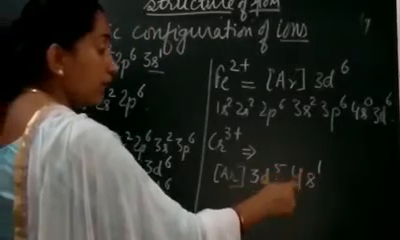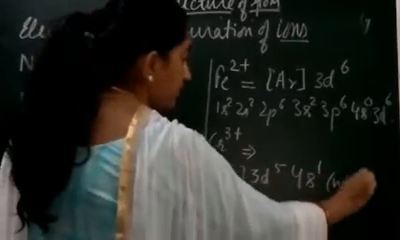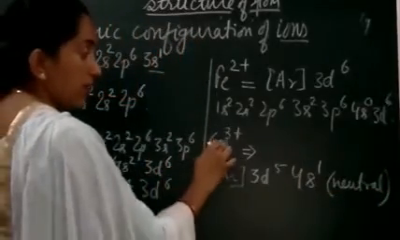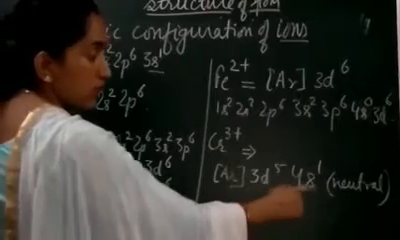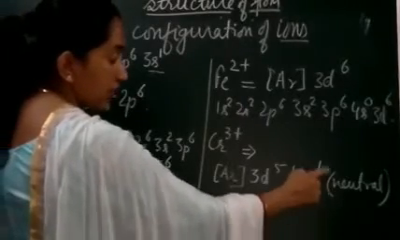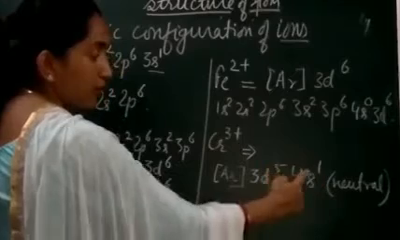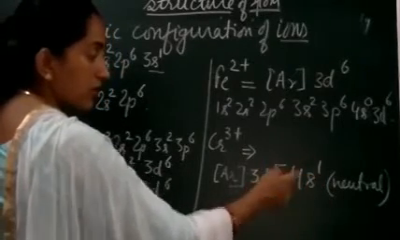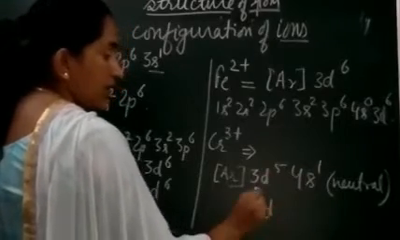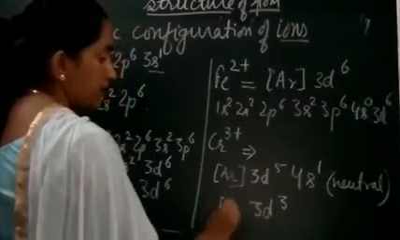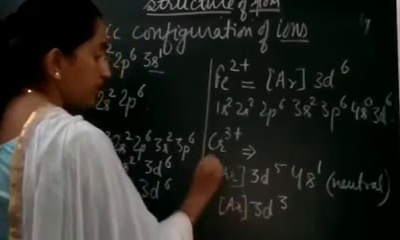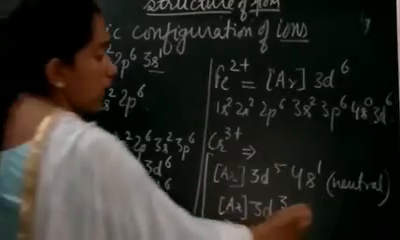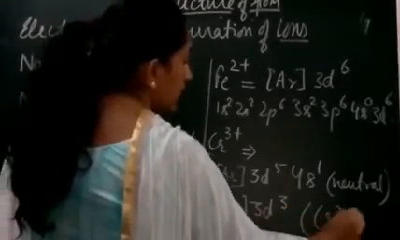This is for the neutral atom, right? That is when the chromium bears no charge. But when 3 electrons are being removed, it will be 4s1 at the first starting, so which electron will be removed? 1 electron from 4s and 2 electrons from 3d. So it will become how much? 2 plus 1, 3. So here it will be 3d3. So this is going to be the electronic configuration of the Cr3 positive ion.